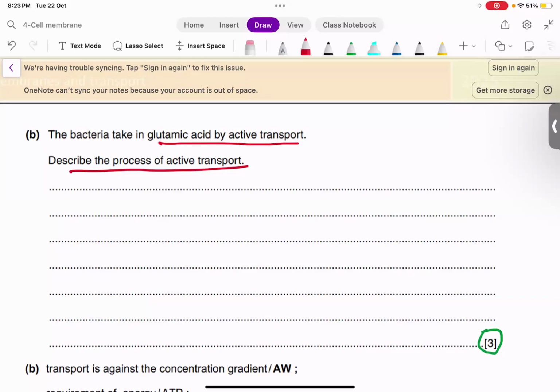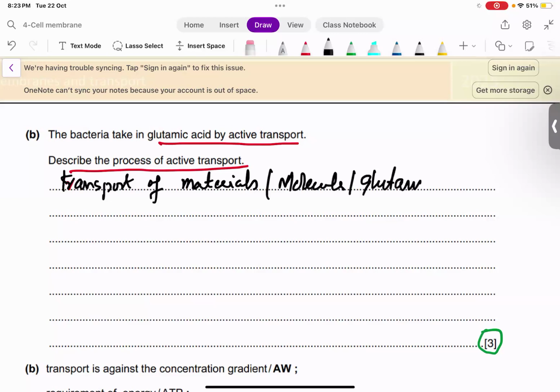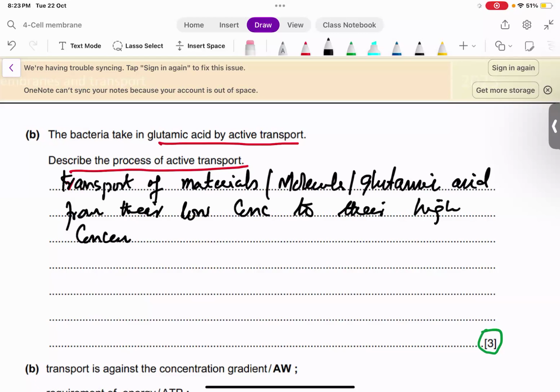So this is transport of materials or molecules, or you can say glutamic acid, from their low concentration to their high concentration by the use of ATP. Okay. So as it is for 3 marks, you should look for the 3 points in it.